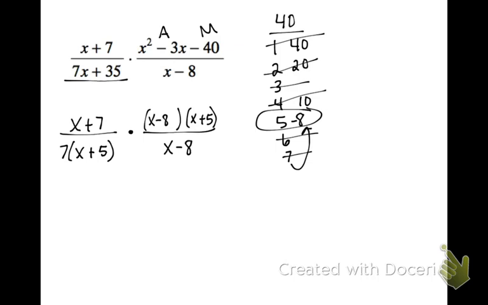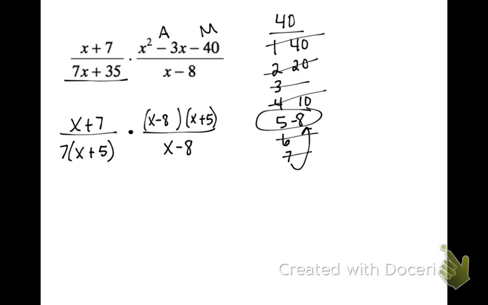Something you can do if you're stuck looking for factors, maybe you're like, I don't know what multiplies to 40 and adds to negative 3. Well, you can look down here at all of these other factors that you have. So we've got a negative 8, a positive 5, and a positive 7. Chances are you're going to use at least one of them. And in this case, we had both.